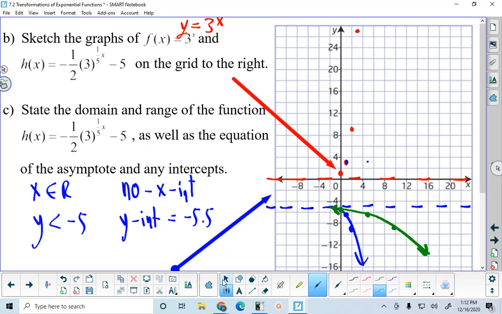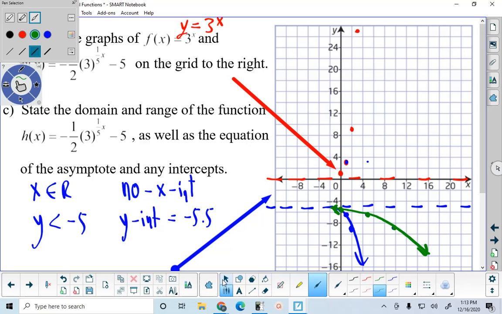A quick question here. Can somebody tell me why the range is y is less than? What caused the range, which was y is greater than 0, to become y is less than a number? Yeah, that's right, Jenna, the vertical reflection. If there was no vertical reflection, then the graph would look, and for goodness sake, don't draw this, like this, roughly. But there was a vertical reflection before we shifted it down 4 or 5.